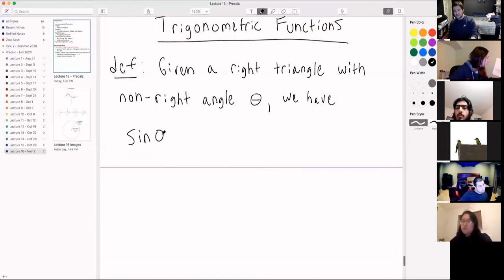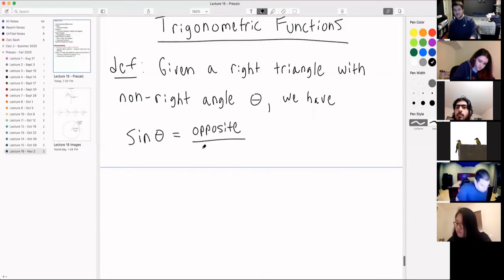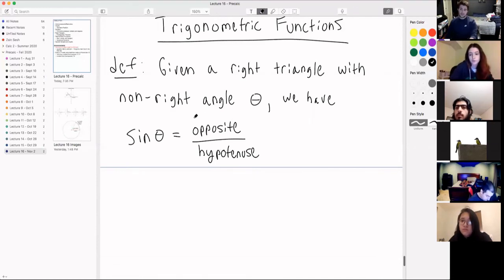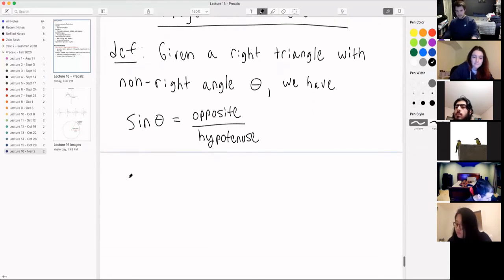Sine of theta. This will be opposite divided by hypotenuse. And what do I mean when I say opposite divided by hypotenuse? It's going to be the length of the opposite side divided by the length of the hypotenuse. So that by definition is sine of the angle theta. Okay, good. Let's do the next one.